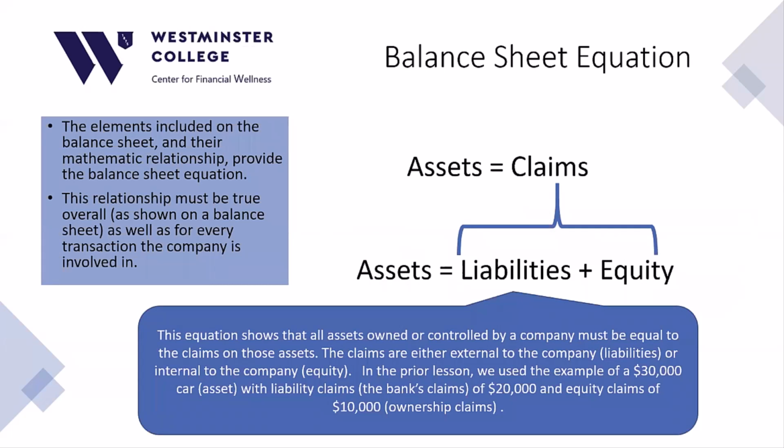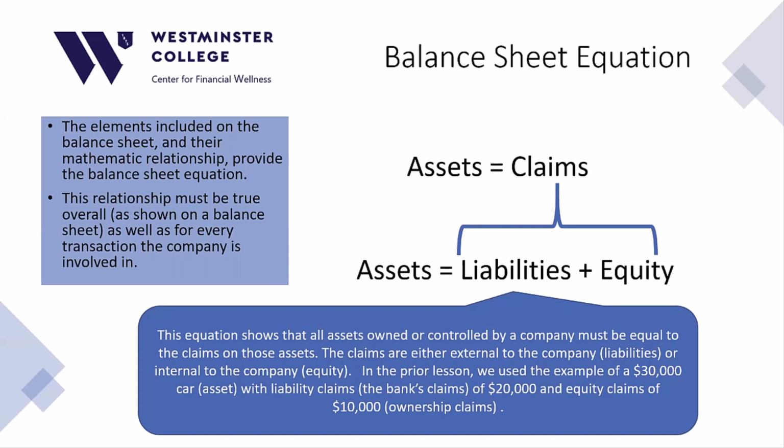All right, the balance sheet equation is assets equals claims. This equation shows that all assets owned or controlled by a company must equal the claims on those assets. The balance sheet equation can also be shown with claims being further broken down into liability type claims and equity type claims. Okay, this version of the balance sheet equation shows that claims can either be external to the company, that would be the liabilities, or internal to the company, that would be the equity.